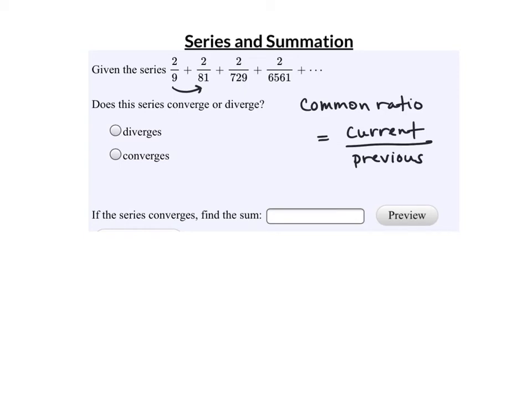So if the common ratio is less than 1, and our book uses R for ratio. Now, don't get confused here. We used R for rate previously, but we're going to use R for the common ratio. But if the common ratio is less than 1, and it would be the absolute value, if it's less than 1, then the thing will converge.